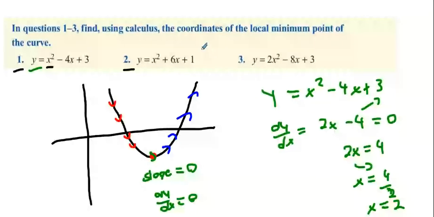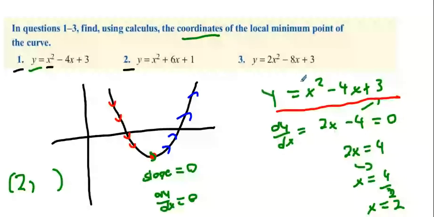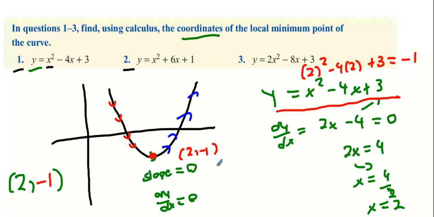Now the problem is you're looking for the coordinates, so you're looking for the x value and the y value. To get the y value, you simply go back to your original equation and replace x with 2. Put that into the calculator, you get 4 minus 8, which is minus 4. Minus 4 plus 3 is minus 1. This means this minimum point must be the point (2, minus 1). Okay, so that's for question 1.